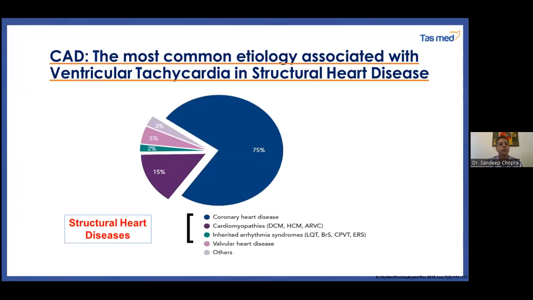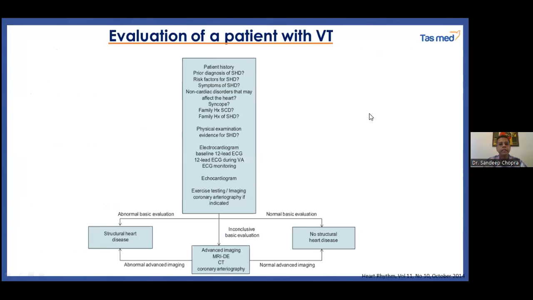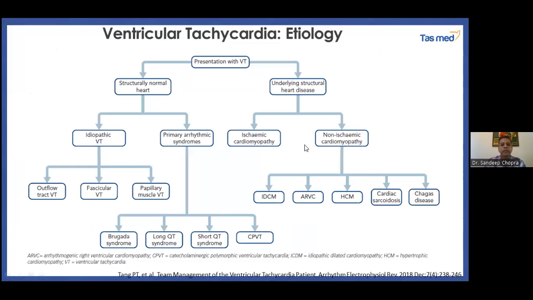So what is the etiology of VT? The most important and the most common etiology is coronary artery disease. Then the others being cardiomyopathies, long QT syndromes, valvular heart disease. So how do you evaluate these patients? The first thing is obviously do an echo and an ECG, rule out structural heart disease, look for family history, and if there's no structural abnormality found, you can do advanced imaging like a cardiac MRI.